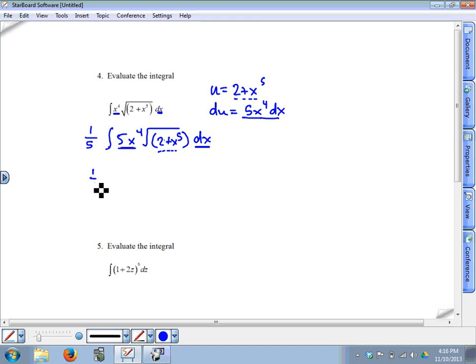So this turns into 1/5 times the integral of u to the 1/2 du.